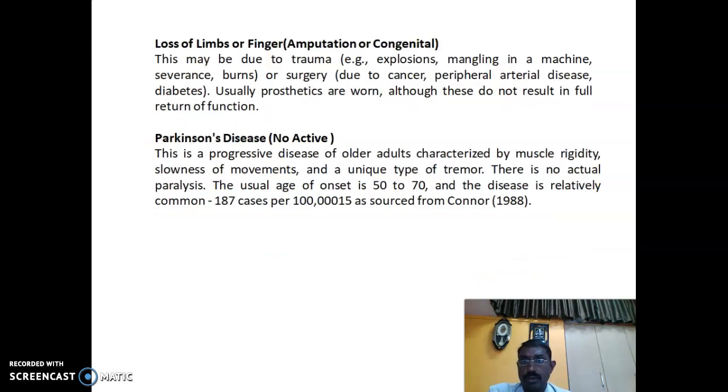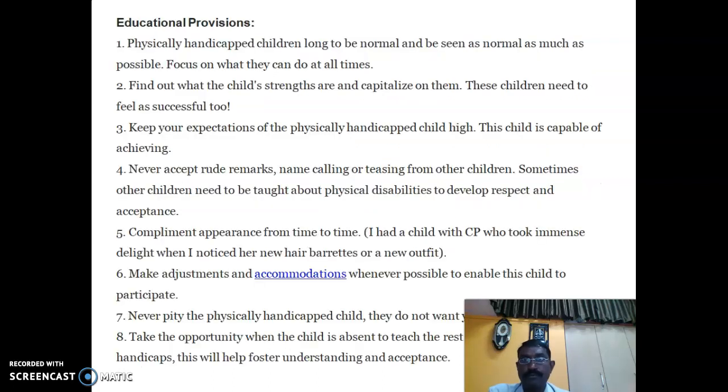Then amputation. The loss of a limb or finger. This may be due to trauma, muscle surgery, etc. Usually prostheses are known, though these do not result in full total function. Parkinson's disease. This is a progressive disease of the older adult, characterized by muscle rigidity, slowness of movement, and a unique type of tremor. There is no known cure. The usual onset is 50 to 70, and this disease is relatively common.